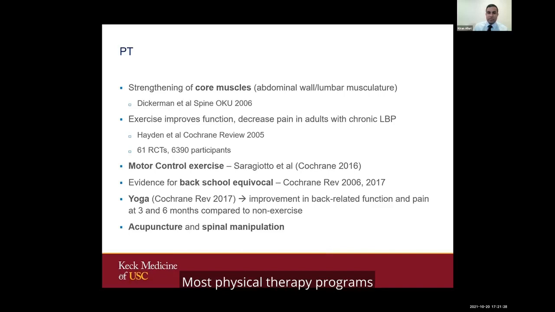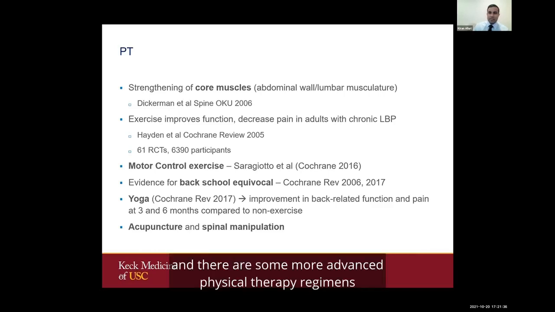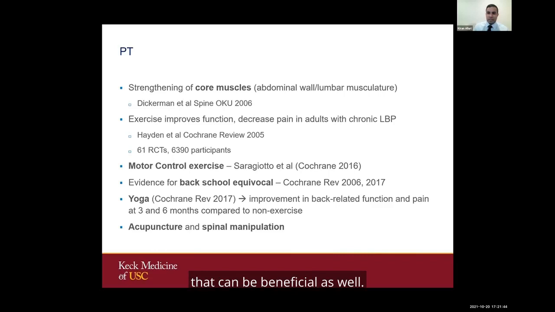Most physical therapy programs focus on strengthening the core muscles, the abdominal walls, the lumbar musculature. And there are some more advanced physical therapy regimens looking at motor control exercises, looking at gait, looking at mechanics of how patients sit and stand that can be beneficial as well. As I mentioned before, there is some evidence for acupuncture as well as yoga. And really, I think any of these modalities are reasonable to treat patients initially with lower back pain.